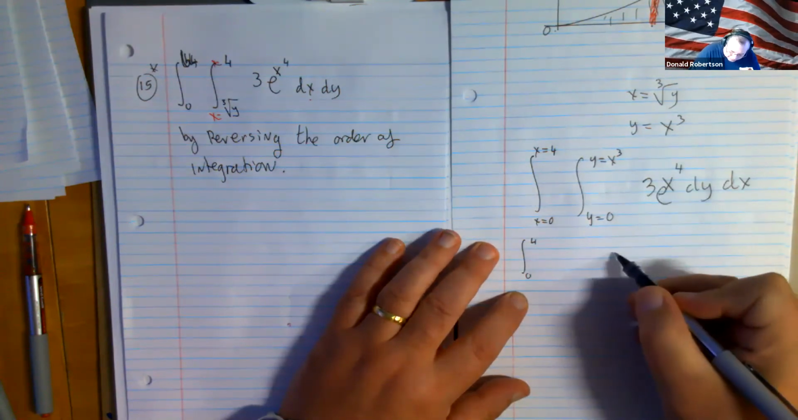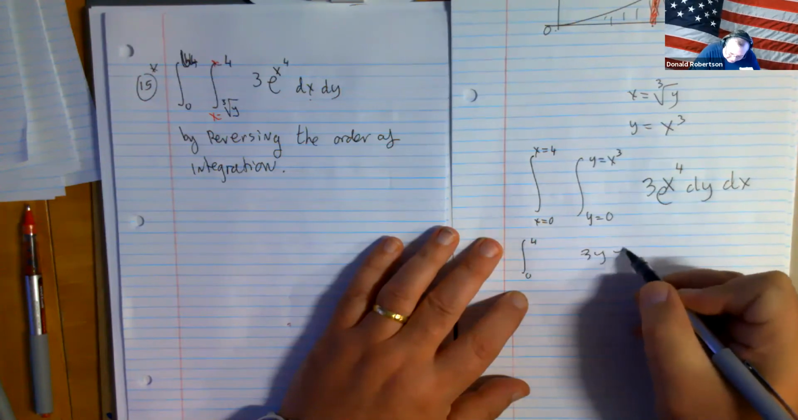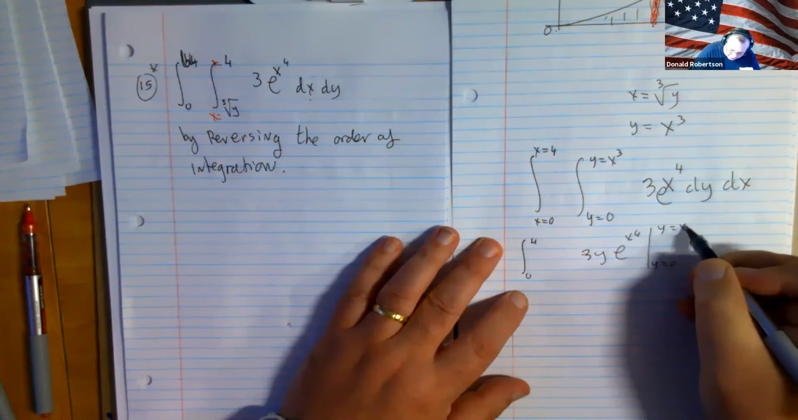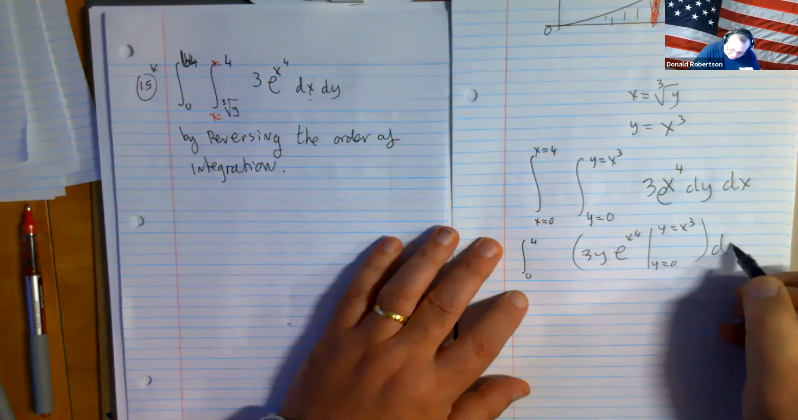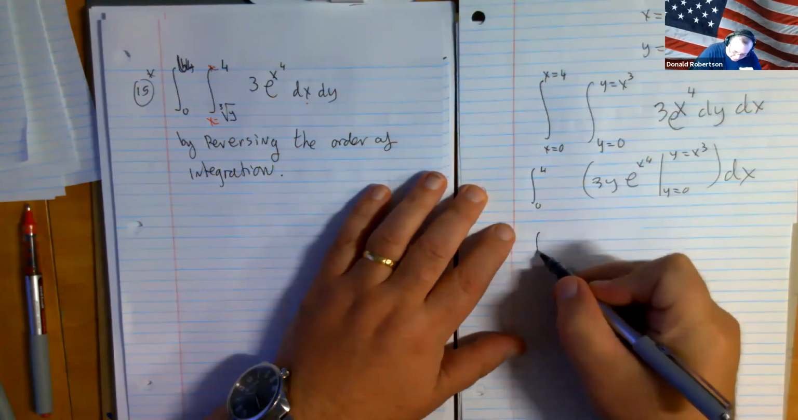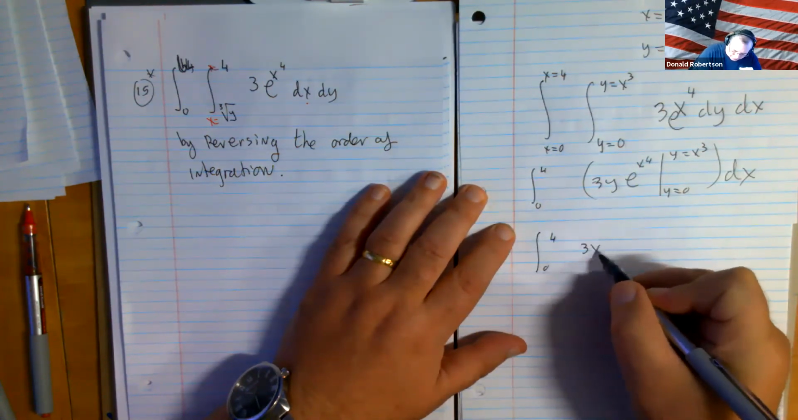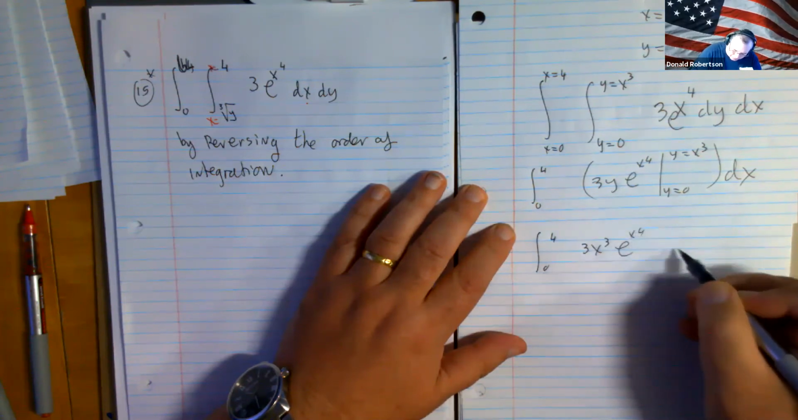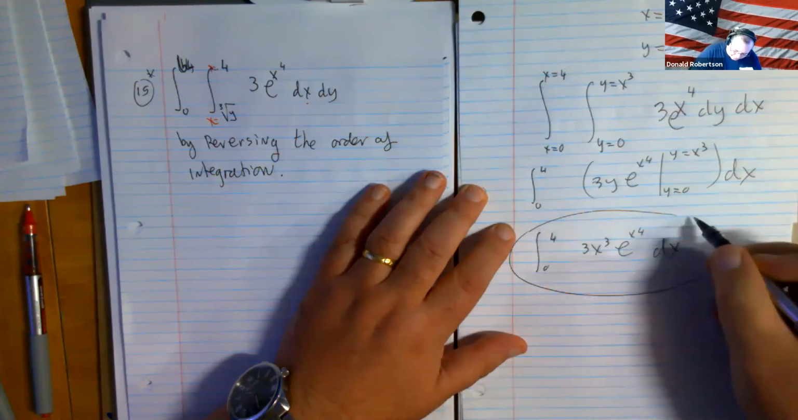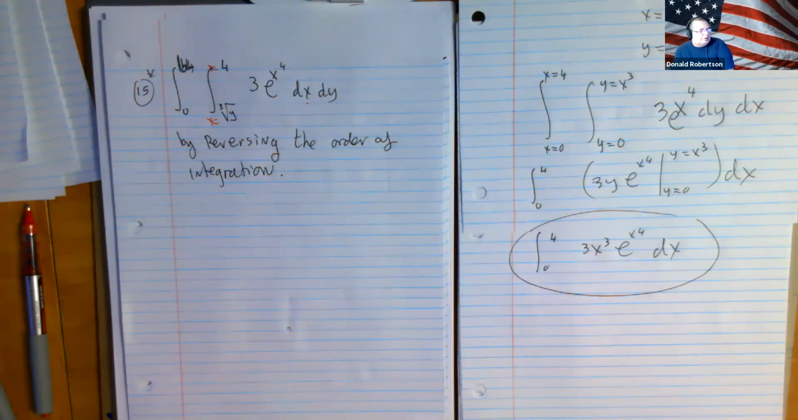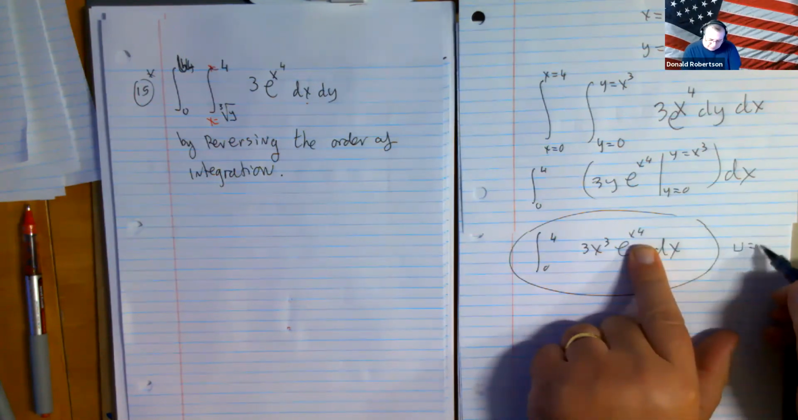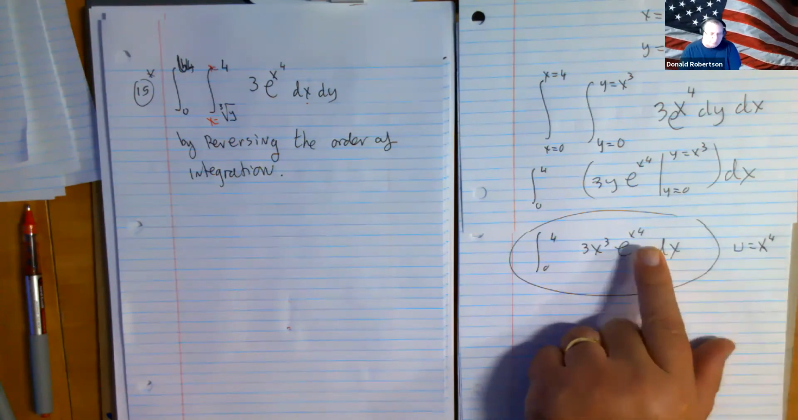With respect to y, you're going to get 3y e to the power of x to the 4, evaluated at 0 and at x cubed. If you replace the y with x cubed, take away nothing, so that's what you get. Do you see that you now have an integral that you can do with a u sub? And the u sub would be x to the 4.